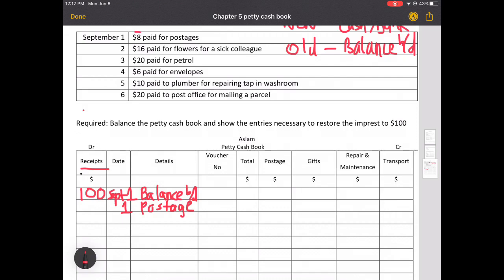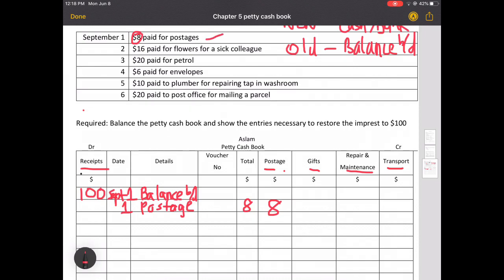So where will you record this $8? You have 4 categories here. You have postage, gifts, repair and maintenance, and transport. Okay, some questions will give you the category, and in other questions you will have to figure out the category yourself. Okay, so here it is a bit obvious. So the category will be postage. So I'm going to record the amount in the postage column. If that is the only transaction for September 1st, then your total will automatically be $8. Okay? So you've done September 1.